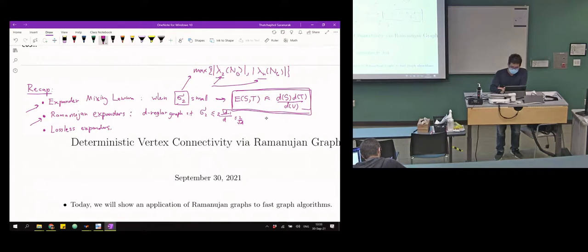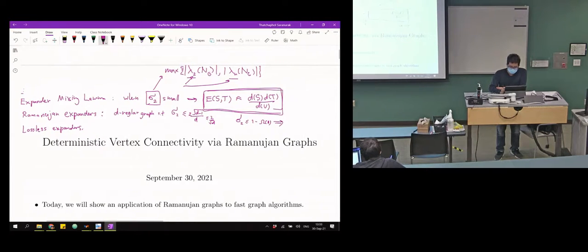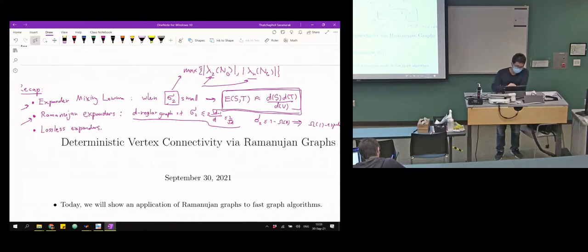Note again that if you want the graph to be an expander, just knowing that sigma 2 is strictly less than 1 already means that your graph is an expander. But for this one, it's much smaller than 1. So the Ramanujan graph is basically the best eigenvalue expander.